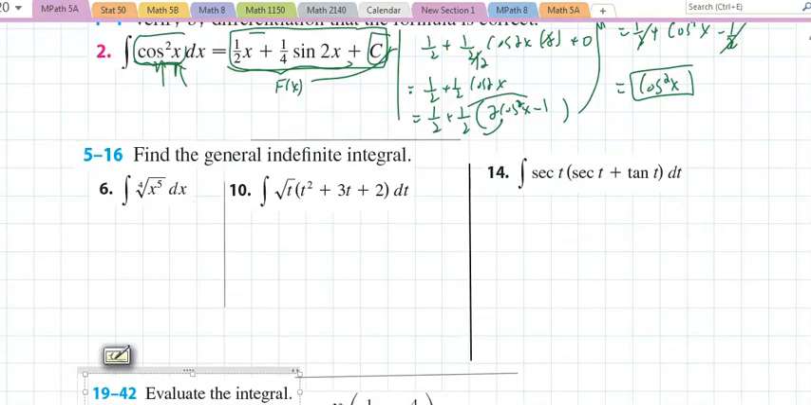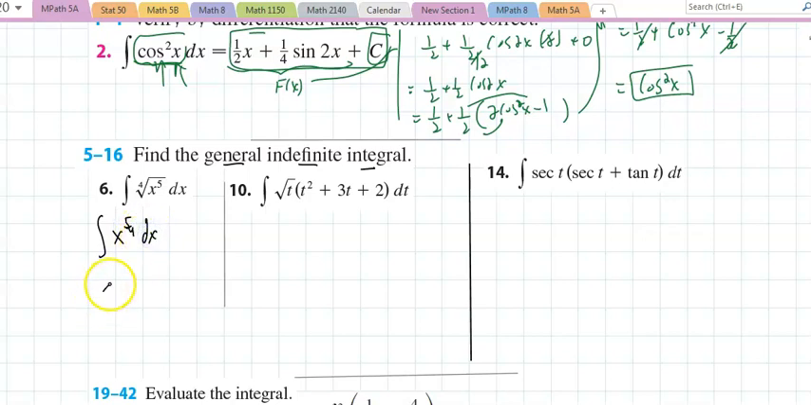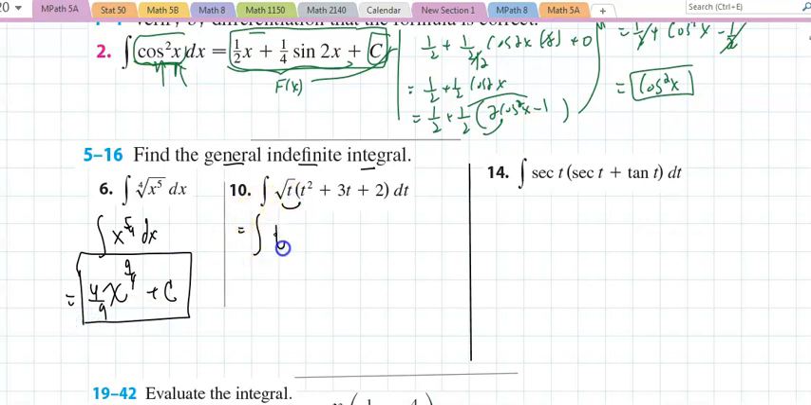How about this problem? Find the general indefinite integral. Alright, what is that? This is the integral of x to the 5/4 dx. Add 1 to the power, divide by that. That's 9/4, 4/9 plus c. There it is.